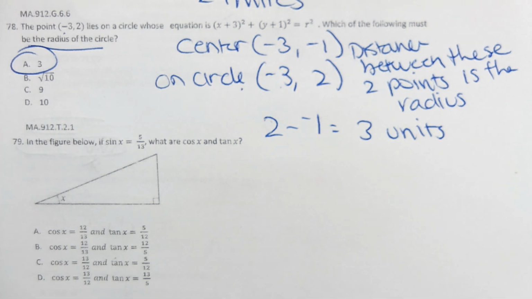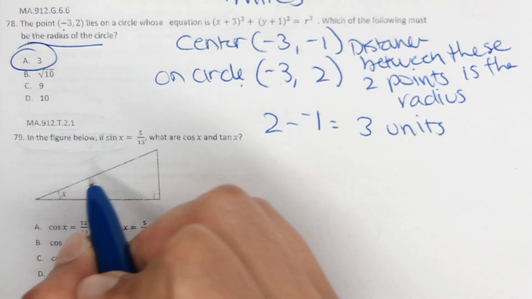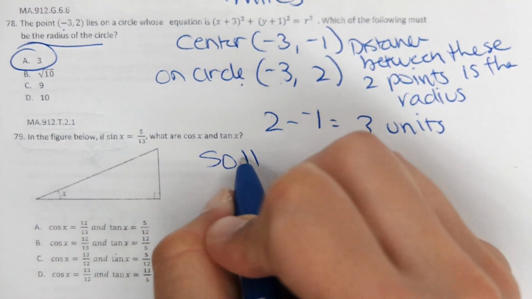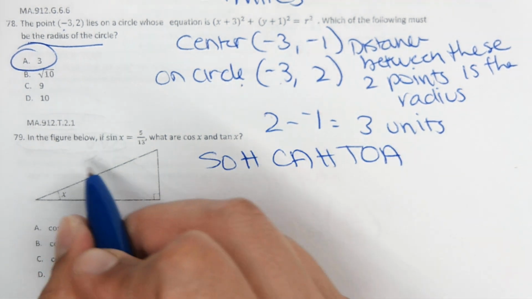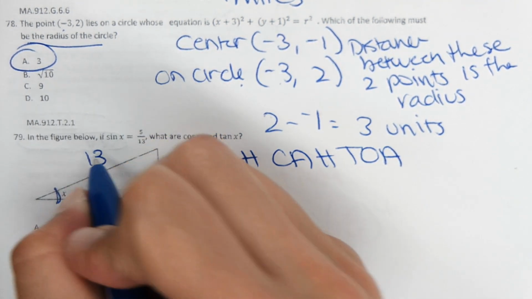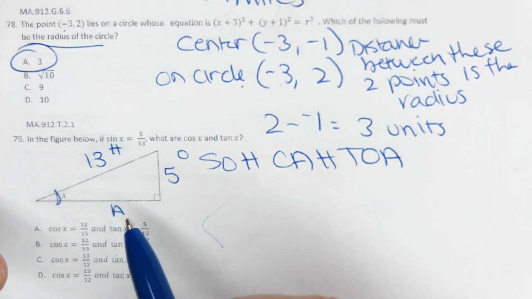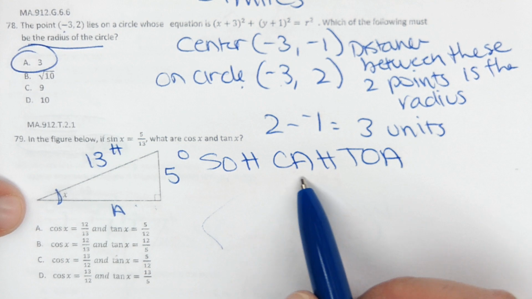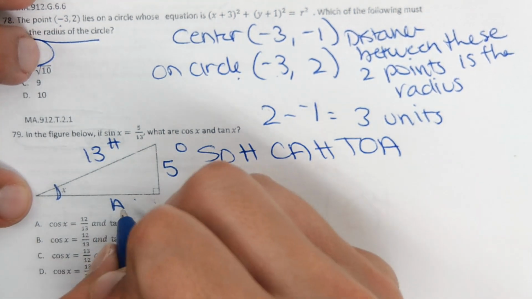(79) In the figure below, if sine of x is 5/13, what is cosine and tan, like the ratios? Well, sine, let's see, SOHCAHTOA, I'm going to use this, is opposite over hypotenuse. So from this, opposite would be right here, hypotenuse, and then this would be adjacent. I need to find this length so I can find the other ratios, and I can use the Pythagorean theorem to find this missing length.